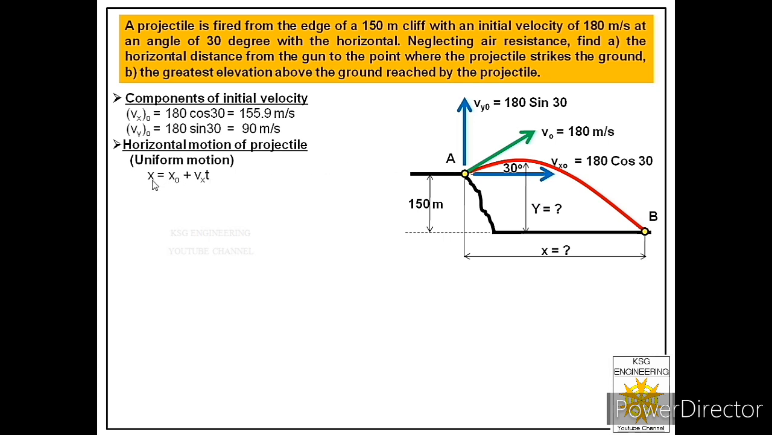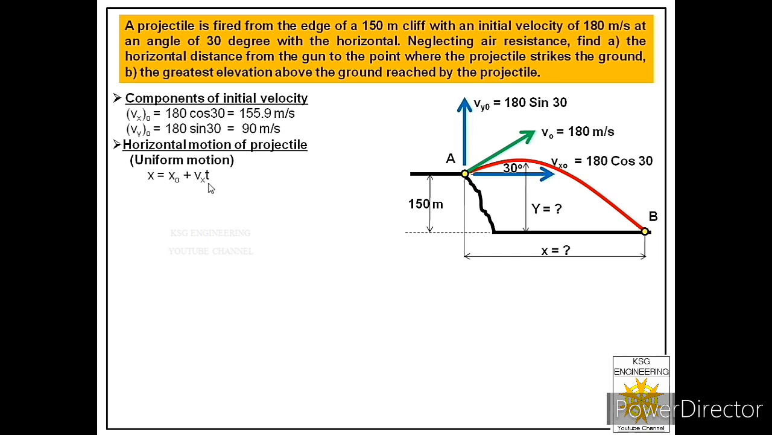In this equation, x represents the distance between point A and point B, means the distance covered by the projectile along horizontal from the point of projection to the point where it strikes the ground. X naught is the initial distance along horizontal, which is 0 in this case. Vx represents the velocity of the projectile along horizontal, which is equal to 180 cos 30, or we can say 155.9 meter per second. And t represents the time taken by the projectile.